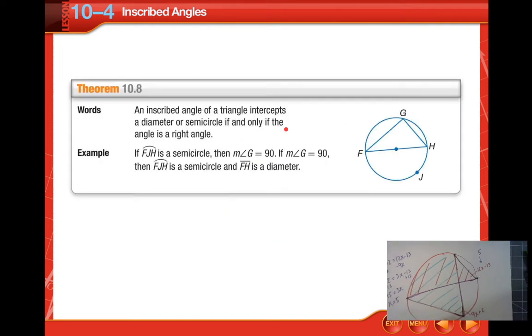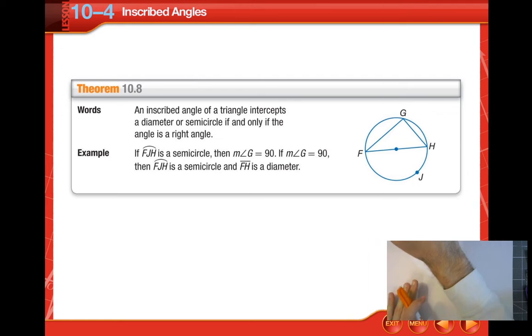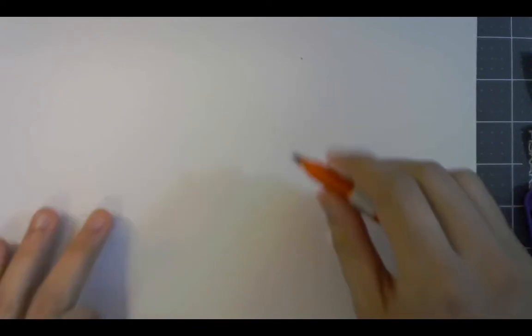Another theorem, we're adding a lot of theorems today, but hopefully you can see they're all kind of connecting together. An inscribed angle of a triangle intercepts the diameter if and only if the angle is a right angle. So what that lets us know is that if we have an inscribed angle that cuts through the triangle in the diameter, that means it is a right triangle.